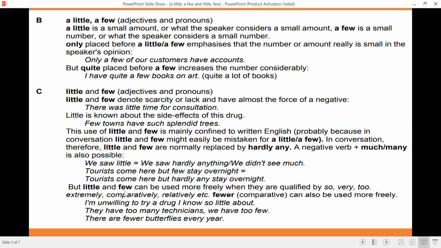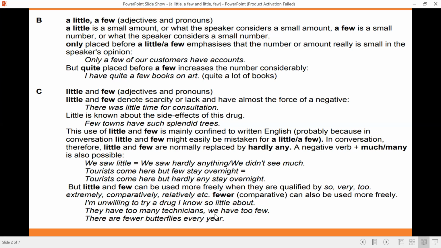But little and few can be used more freely when they're qualified by so, very, too, extremely, comparatively, relatively, etc. Fewer, the comparative, can also be used more freely. Of course, little and few can be used more freely when they are specifically qualified by adverbs like so, very, too, etc. I'm unwilling to try a drug I know so little about. All right, so here you can freely use little because it has already been qualified by an adverb like this.